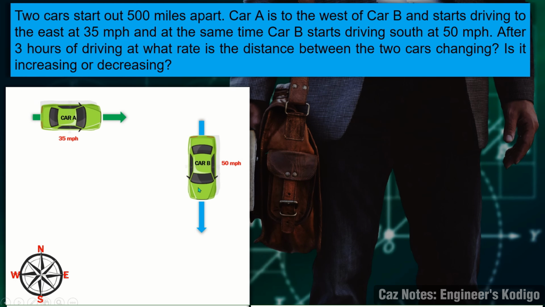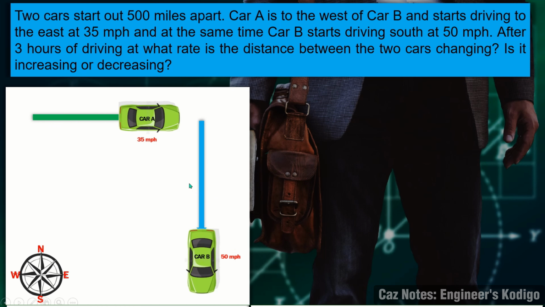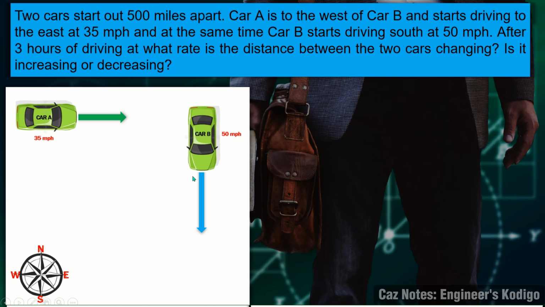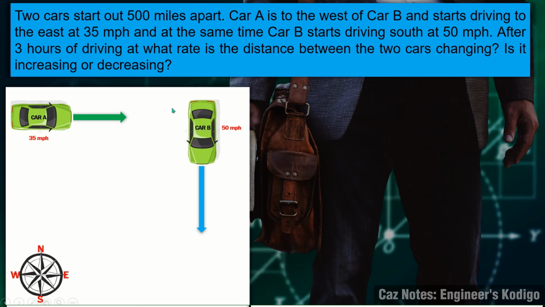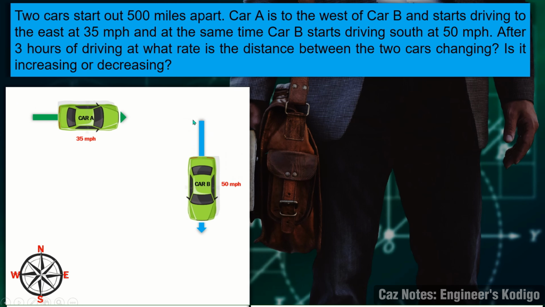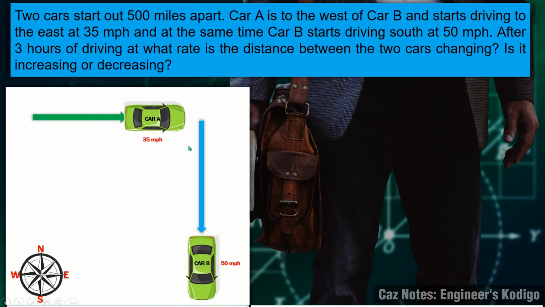Alright, so the objective here is we are going to determine the rate of change of the distance between car A and car B at time t equal to 3 hours. So let's say this is the instant where t is equal to 3 hours.